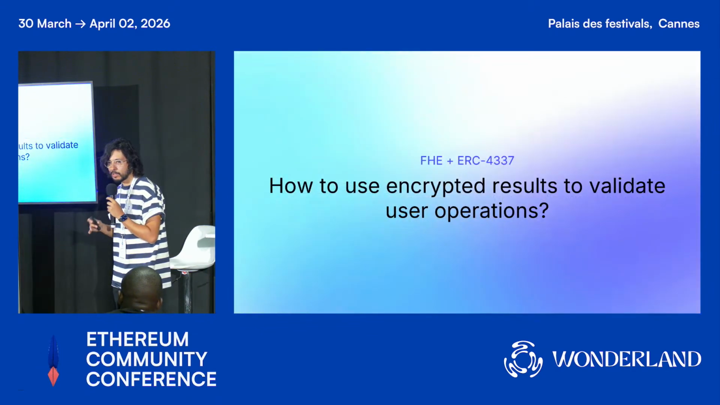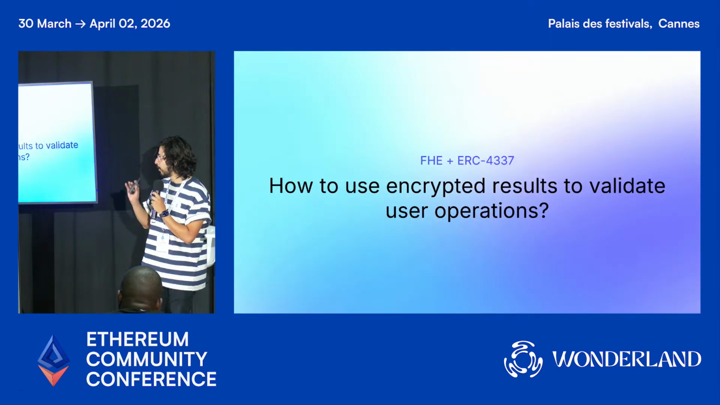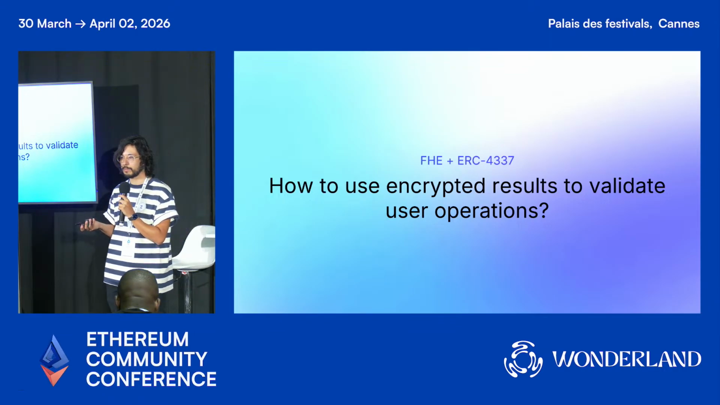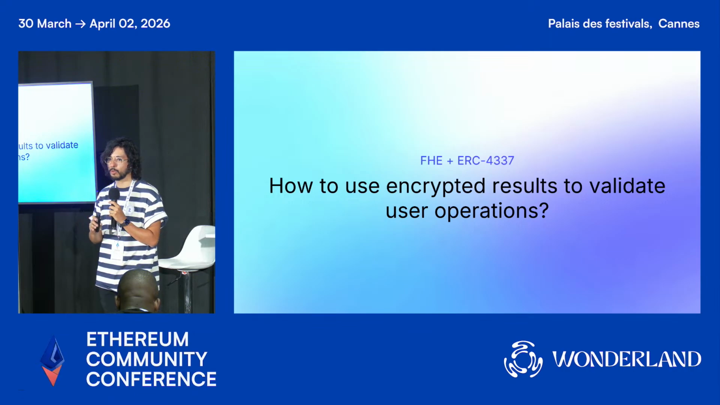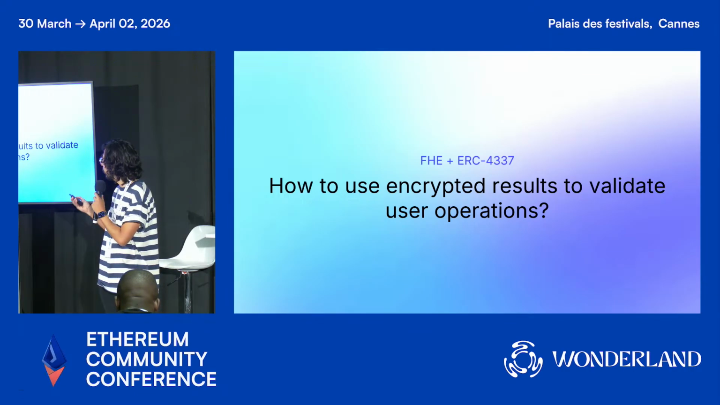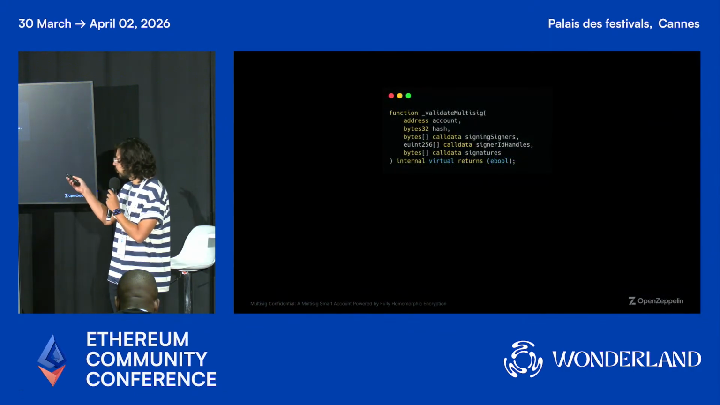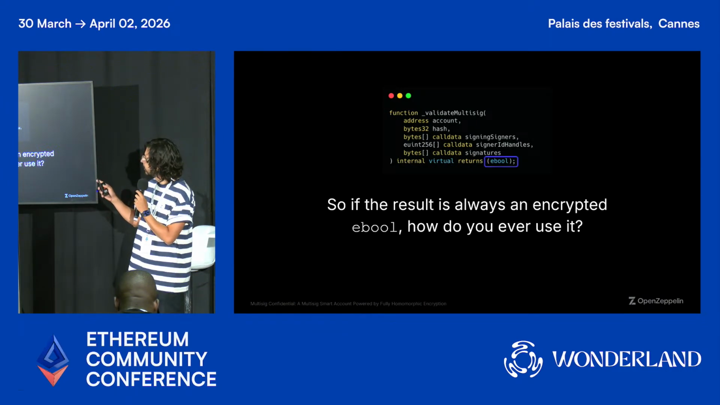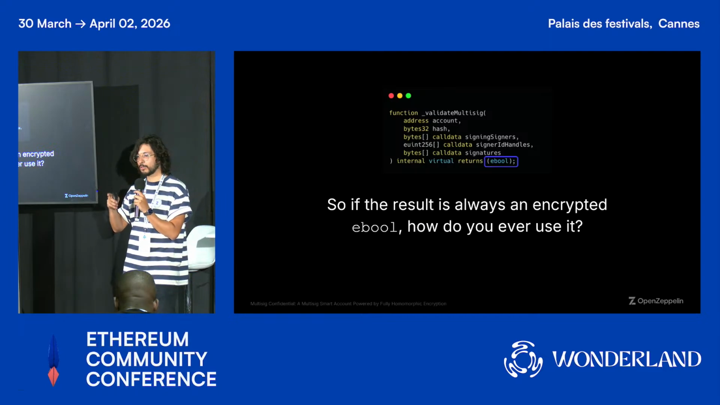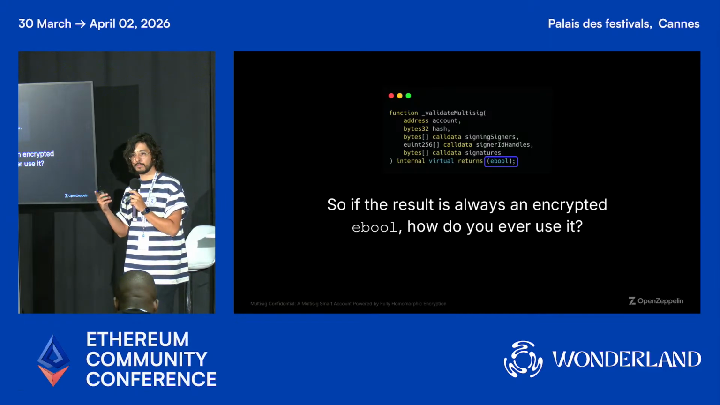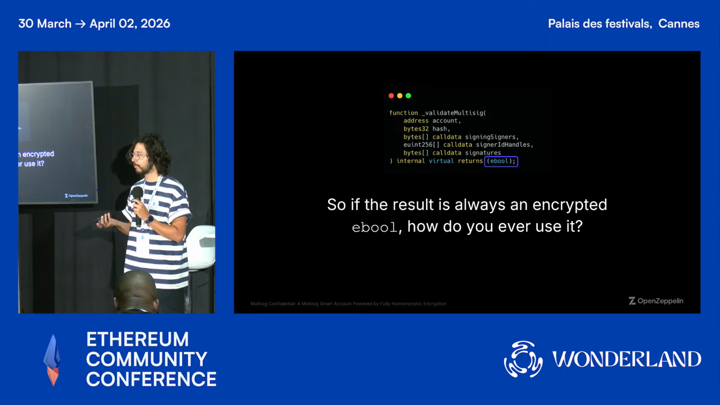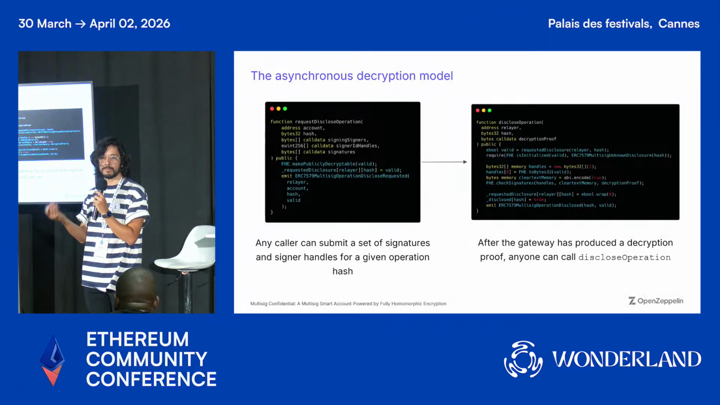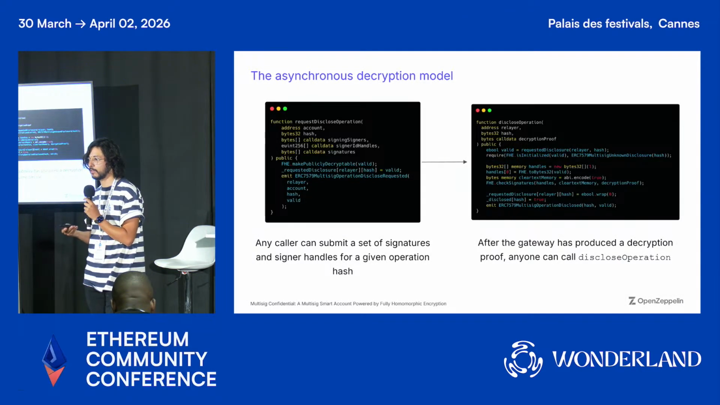Okay, so now that we have this general idea on FHE plus a smart account, let's jump into how it works with 4337, right? Because 4337 has its own validation and execution flow, and we want to hook into that. So remember this validation function, right? It returned an ebool. So the problem is, if I return an ebool, how do I ever use it, right? How do I plug it into validation for 4337? And the answer is, well, we need to go through this asynchronous process of decryption, right?